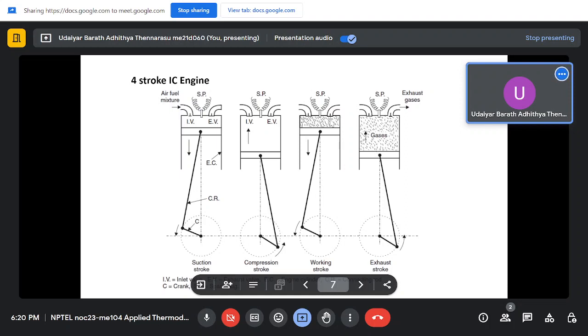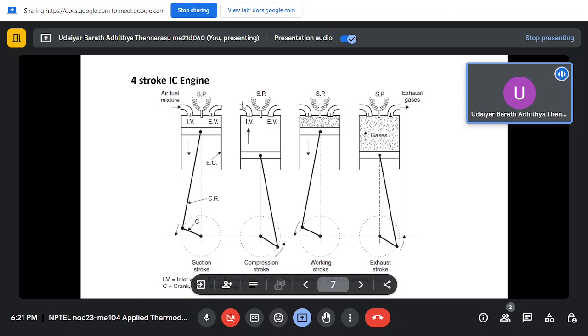Next, once the piston has moved to the bottommost position, the piston is moved up again, and the valve is open, so that the exhaust gases which are present can be removed. So this is the general idea of how the 4-stroke engine works. This is an example of the SI engine, the spark ignition engine.